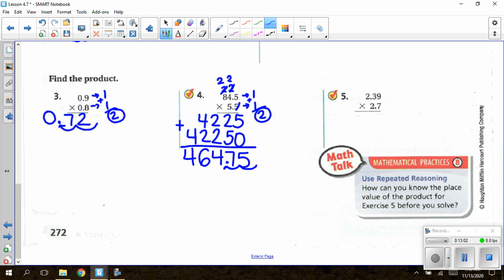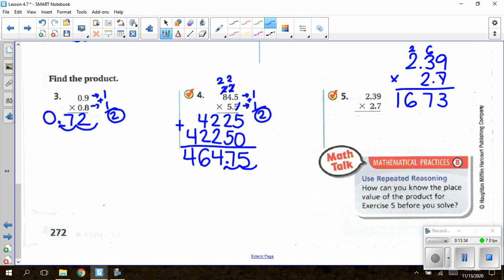To make sure I have enough room, I am going to rewrite this next problem. So 2 and 39 hundredths times 2 and 7 tenths. Multiplying like I have 2 whole numbers first. So 7 times 9 is 63. Drop the 3, regroup the 6. 7 times 3 is 21. 21 plus 6 is 27. Drop the 7, regroup the 2. 7 times 2 is 14, plus 2 is 16.